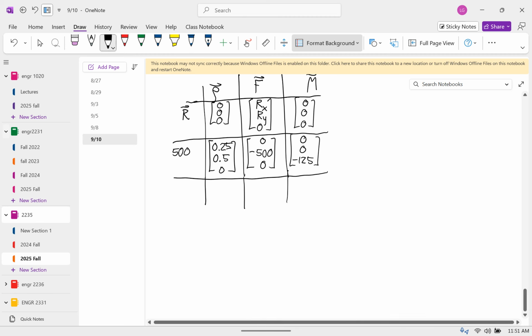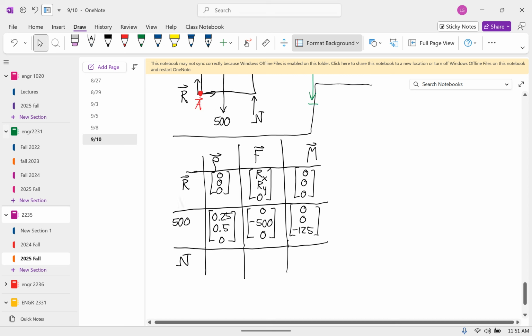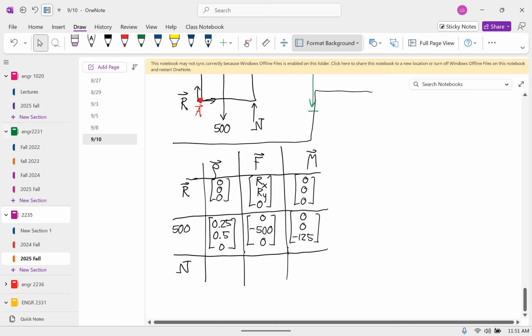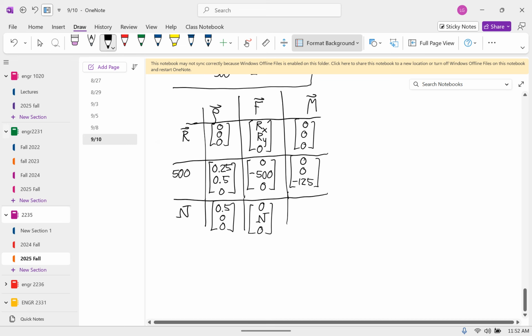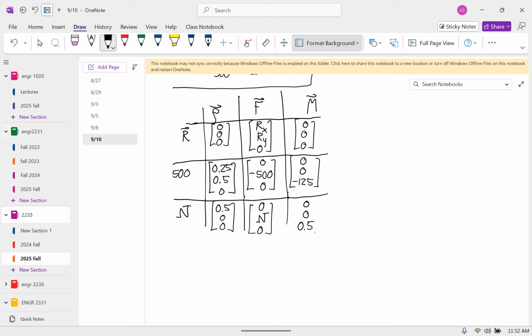And then we have that normal force. The rho vector from the about point to where that normal force is applied is 0.5, 0. The force is 0, N, 0. And the cross product is 0, 0, 0.5 N.